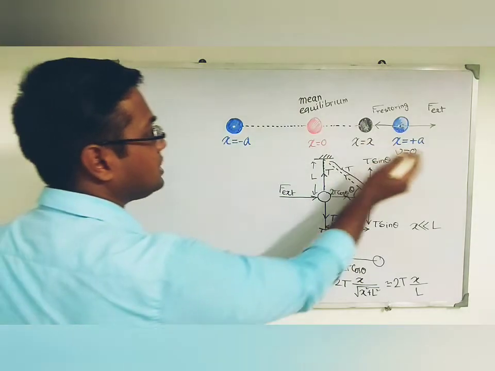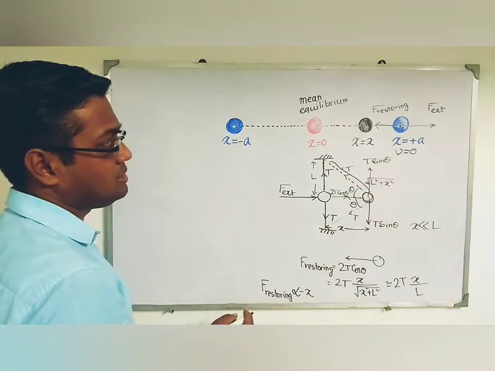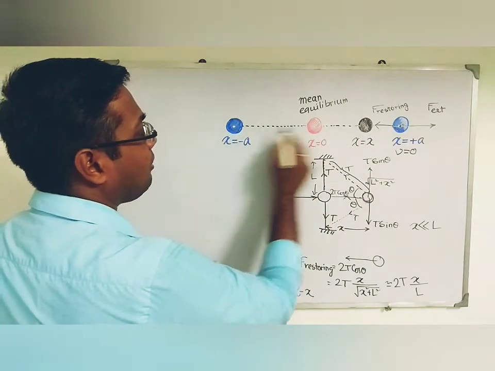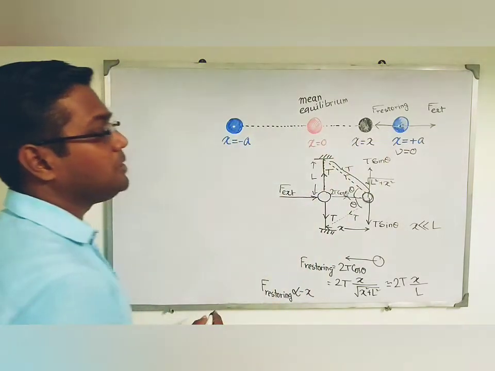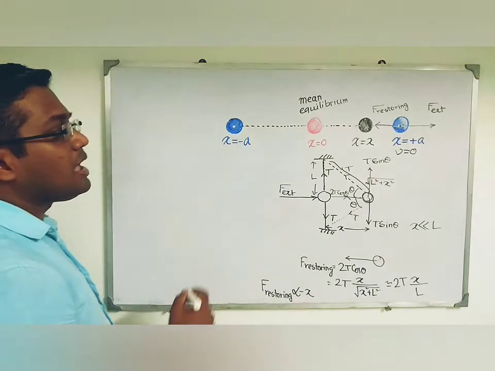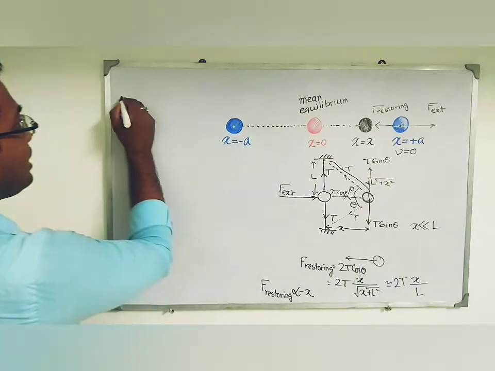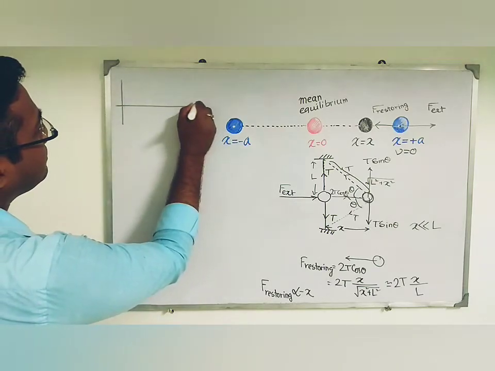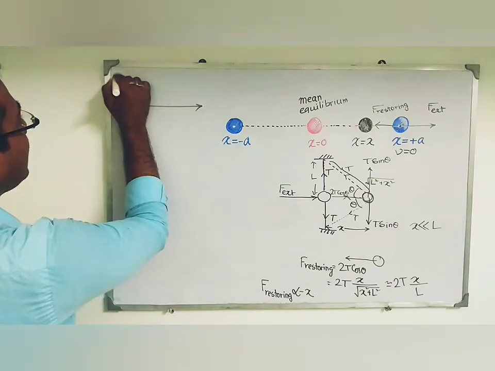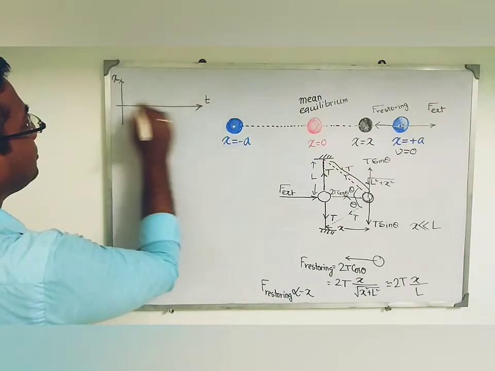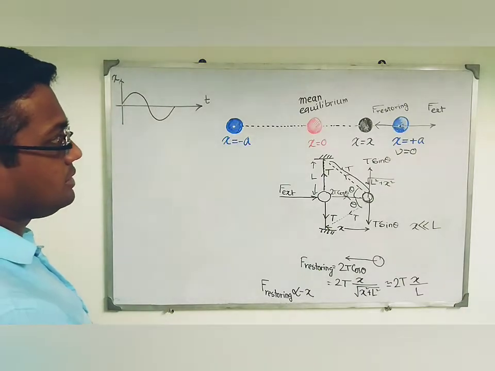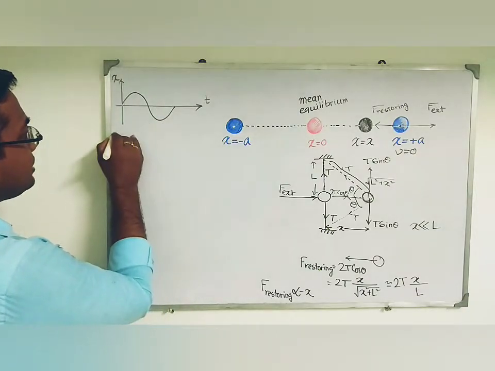Here also the same thing happens. So again it returns back and continues oscillating about this mean position. If I want to describe it, then the x versus t graph will be something like this. That is a sinusoidal function.